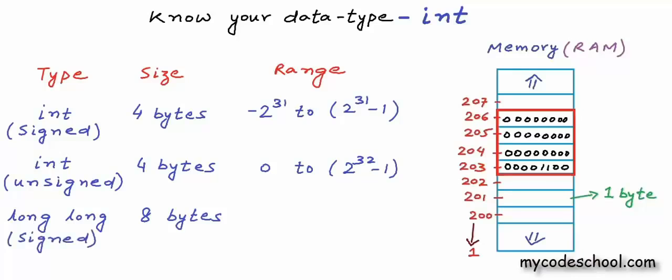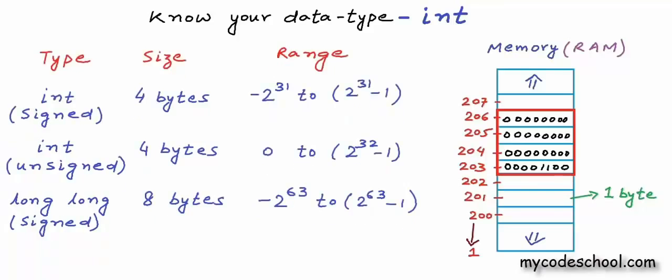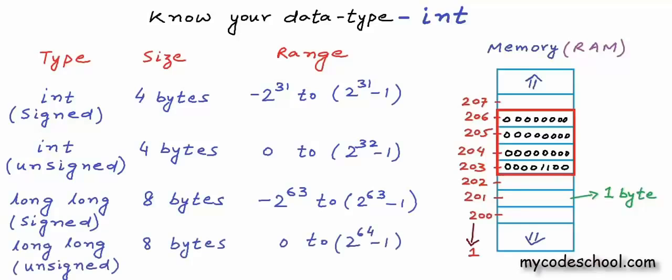Long can also be signed or unsigned. With signed long, our range would be minus 2 to the power 63 to 2 to the power 63 minus 1. Negative values will once again be stored in 2's complement, and the range of unsigned long would be 0 to 2 to the power 64 minus 1. 2 into 10 to the power 10, which was the result of our previous multiplication, would easily fit in a signed long.